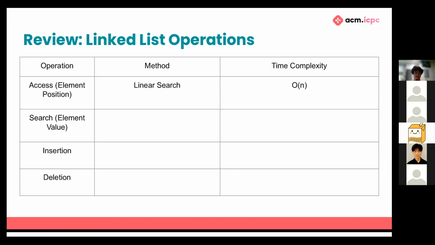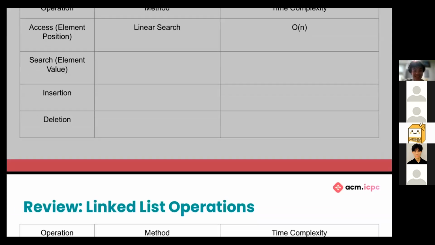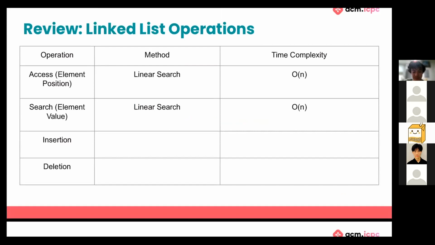Now, is there any change in searching for a specific element value? Yeah, not really, because in both cases, we would still need to search and traverse the list in order to find the element value. And now the major changes come in insertion and deletion. So does anyone know how to insert a value into a linked list in an arbitrary position?